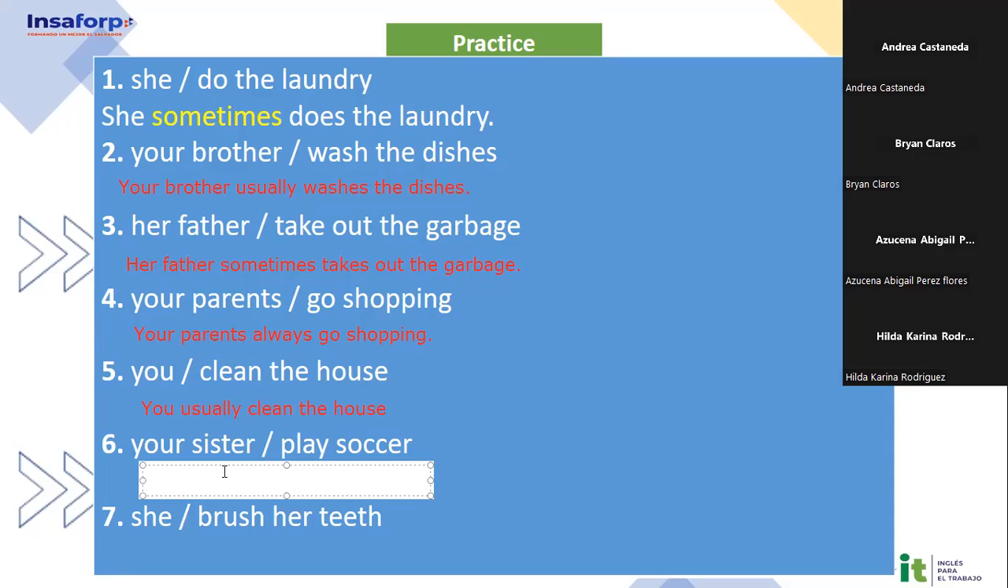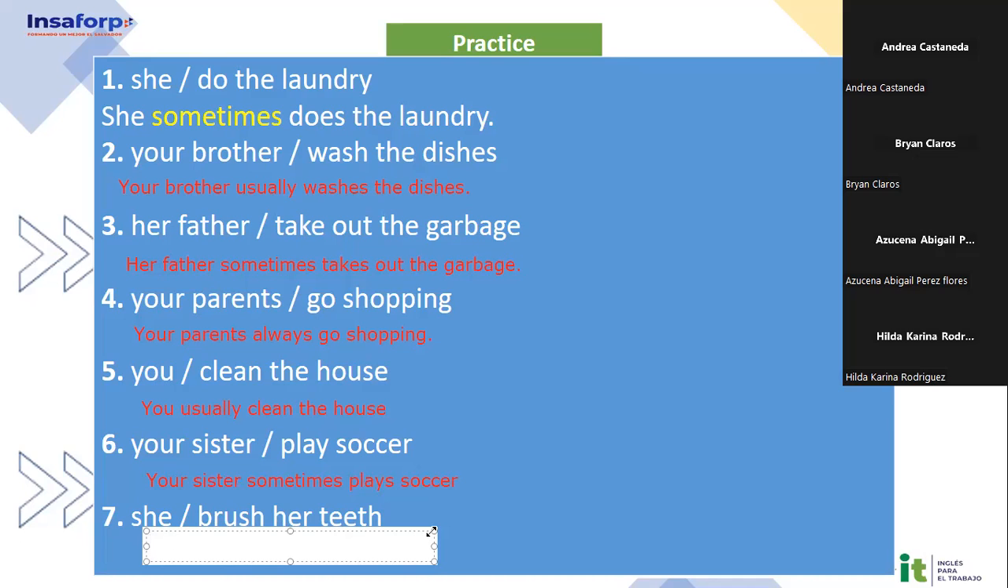JC, can you help me? Your sister sometimes plays soccer. Play or plays? Plays soccer. Recuérdense que solo las personas de Estados Unidos dicen soccer, ¿verdad? Todo alrededor del mundo siempre es fútbol. No sé cómo le va a hacer Argentina el domingo. ¿Quedar campeón? Está difícil. Bueno, ok, number seven. Who's next?